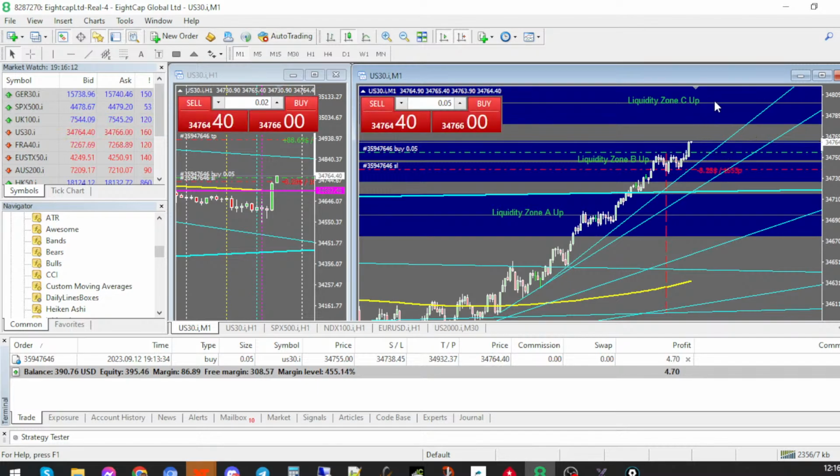So once it gets to zone C, I'm going to put my stop in profit. Or if I see a pullback and it breaks the high, I'm going to put my stop slightly into profit. Getting a reaction.